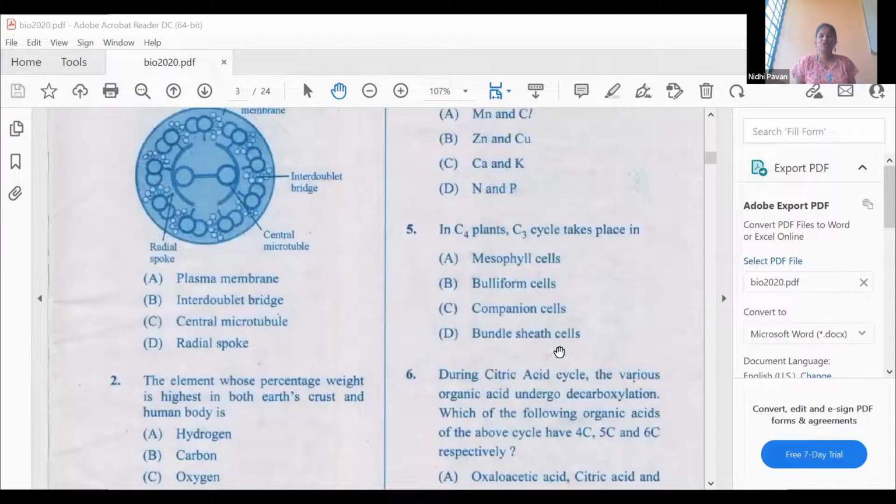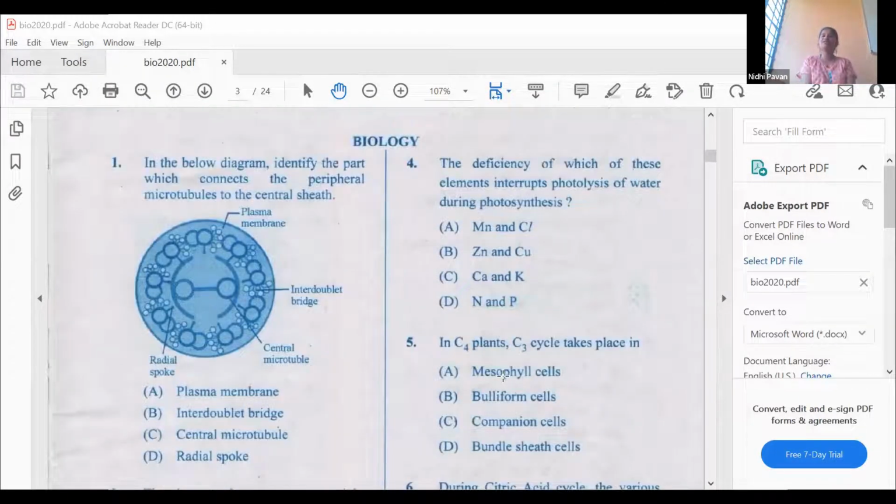The fourth question is, the deficiency of which of these elements interrupts photolysis of water during photosynthesis. So we know photolysis of water, that is breaking down of water. So the deficiency means the element, when it is in very less quantity in the plant, photolysis of water will not occur. Option A, manganese and chlorine. Option B, zinc and copper. Option C, calcium and potassium. Option D, nitrogen and phosphorus. So what is the answer?